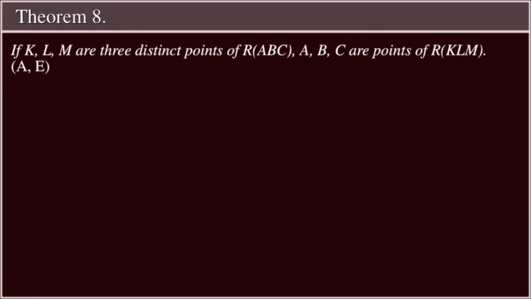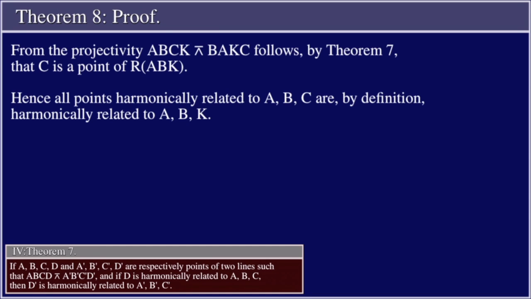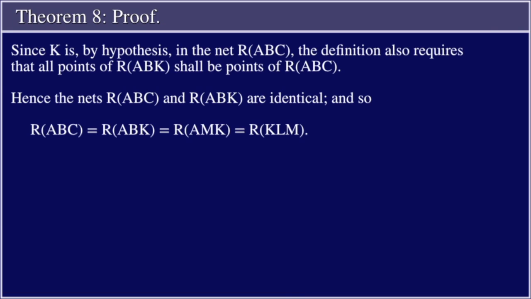Assumptions A and E. Proof: from the projectivity ABCK projective with BAKC follows by Theorem 7 that C is a point of the net of rationality of ABK. Hence, all points harmonically related to ABC are, by definition, harmonically related to ABK. Since K is, by hypothesis, in the net R of ABC, the definition also requires that all points of R of ABK shall be points of R of ABC.